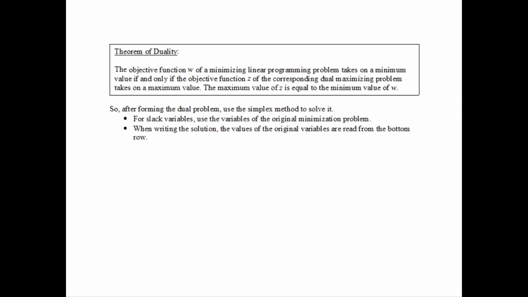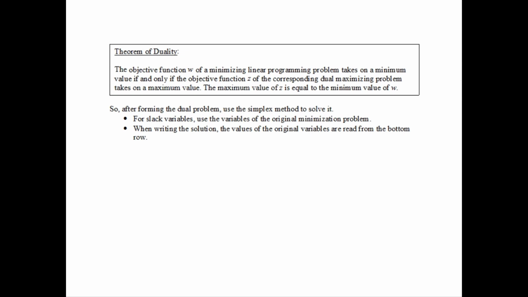What this says is that the objective function w of a minimizing linear programming problem takes on a minimum value if and only if the objective function z, different letter, of the corresponding dual maximizing problem takes on a maximum. The maximum of z is equal to the minimum of w. So if the maximization problem has a solution, the minimization problem will also have a solution, and the max of the dual problem will be exactly the same as the minimum of the original problem.